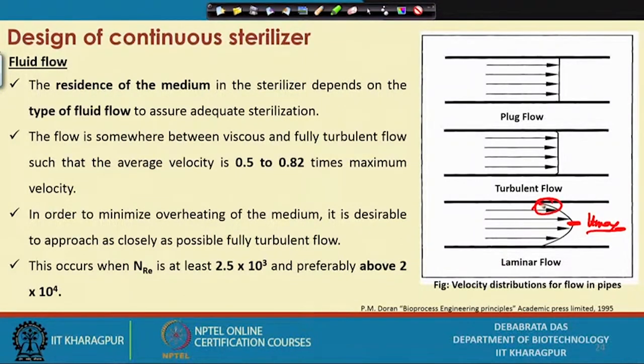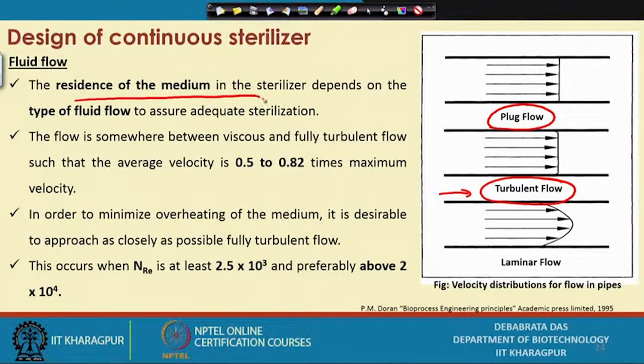Now here, if you take this time for determining the length of the sterilizer, then you will find that your media here will be overheated. Now, overheating and underheating, two problems that we have due to the characteristics of the fluid. So, usually we prefer that plug flow is the ideal flow, very difficult to achieve, but usually we use the turbulent flow, so that the temperature gradient across the cross section of the tube should be minimum.